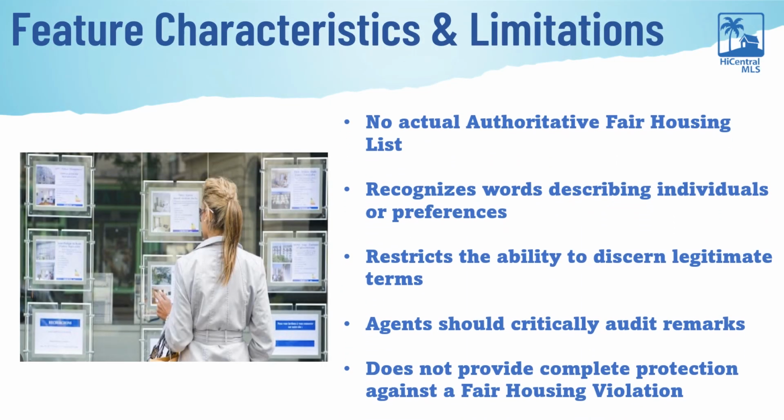Important points to know about the Fair Housing Remarks Check feature. There is no actual authoritative fair housing list. The check functions by recognizing words describing people or preferences. It will not discern from legitimate terms such as blackout curtains or the Black Point neighborhood. Agents should continue to critically audit their remarks. And finally, this feature will not provide complete protection against a fair housing violation.